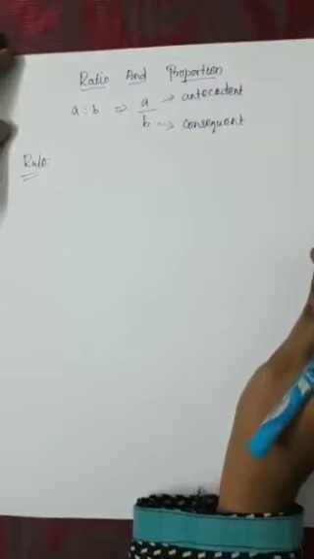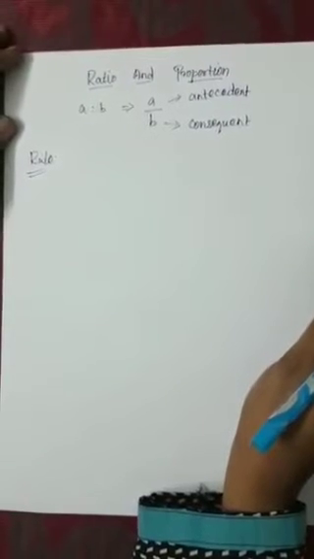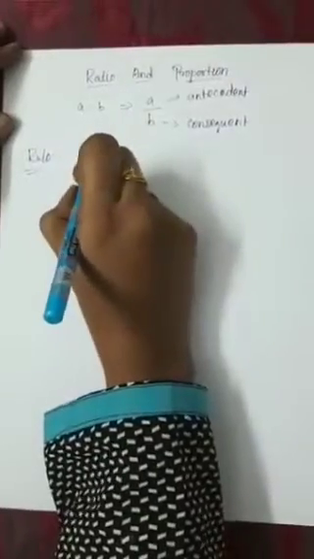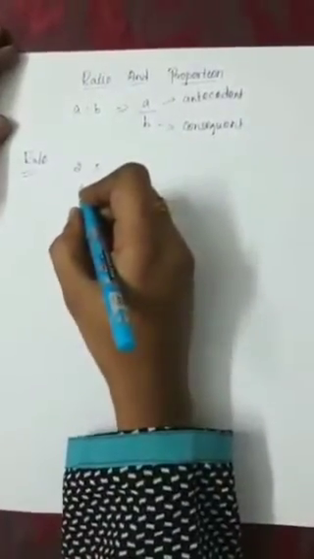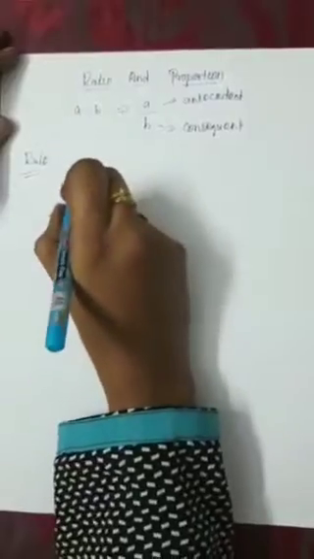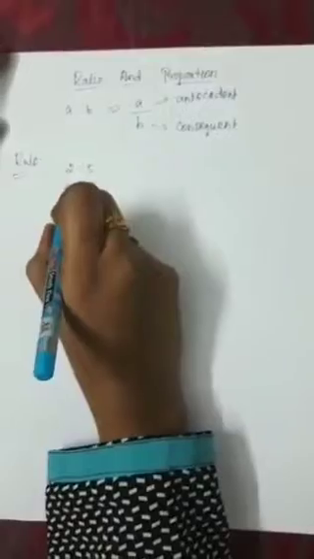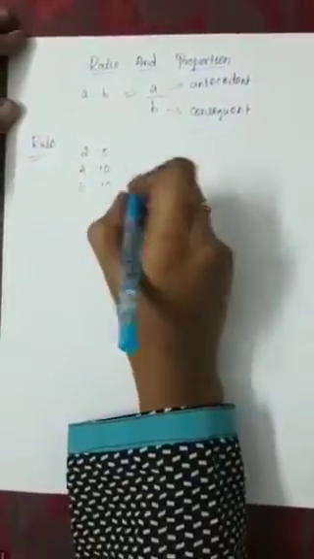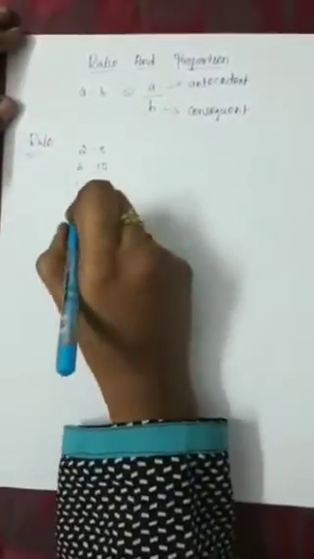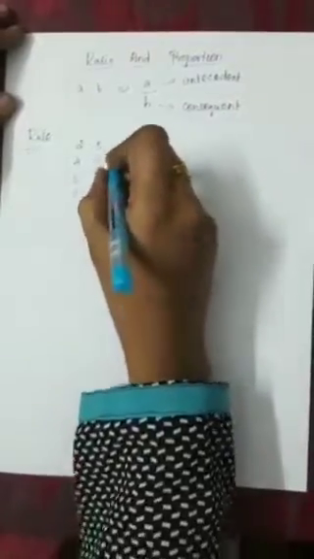And we must know this rule for further calculation: multiplication or division of each term by the same number doesn't affect the ratio. Let's take 2:5. Multiply by 2 on both terms, we get 4:10. Multiply by 3, we get 6:15. Multiply by 4, we get 8:20. These are all equal ratios.